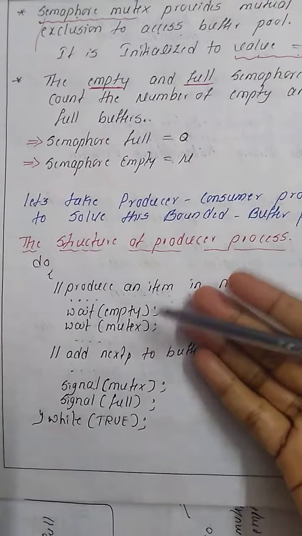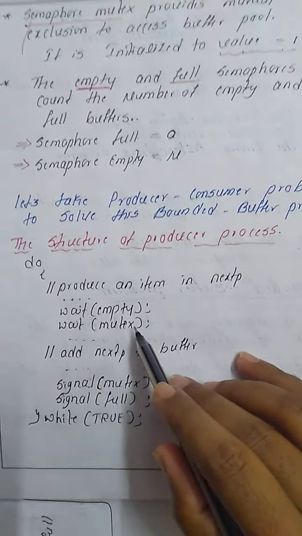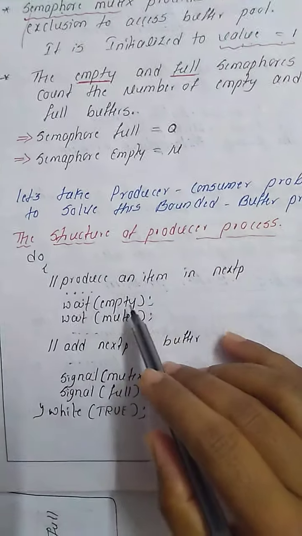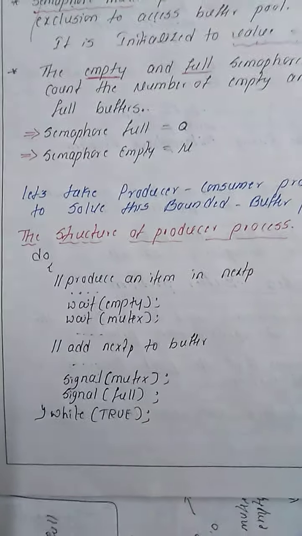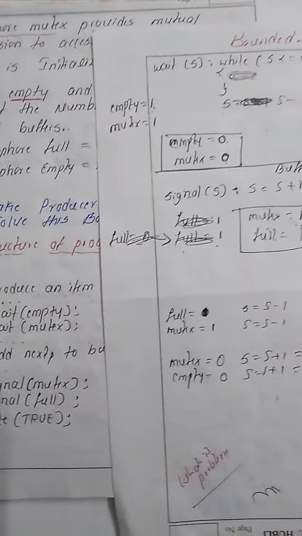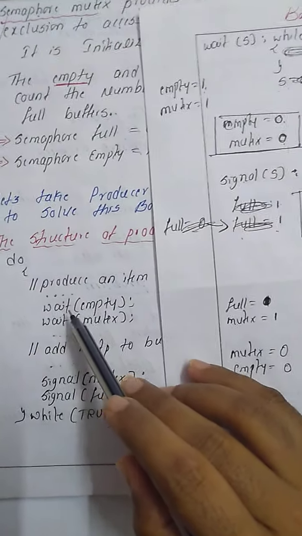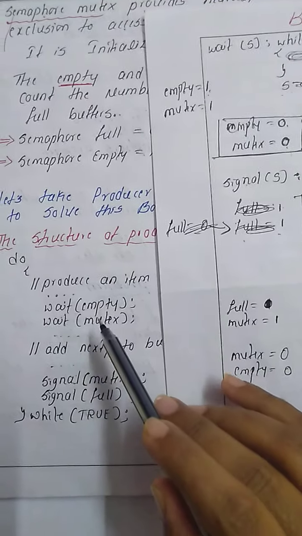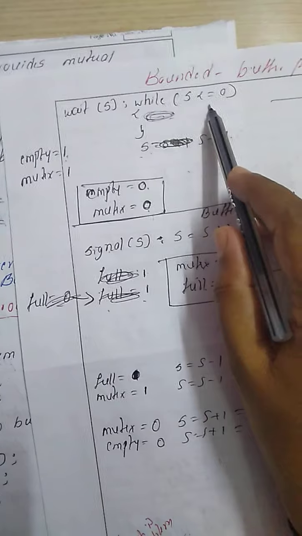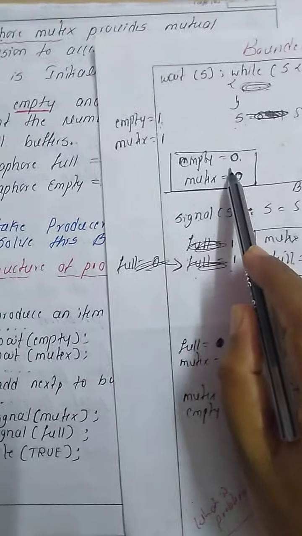So wait empty and wait mutex. Initially empty is n, which means 1 here, so the empty value is 1. As I said, wait always decrements the value by 1. Please check the code of the previous semaphore: if s is less than or equal to 0, wait; otherwise s equals s minus 1. Empty is initially 1, it becomes 0.